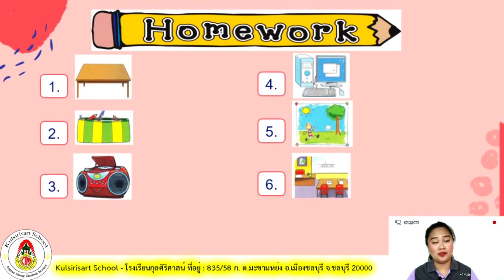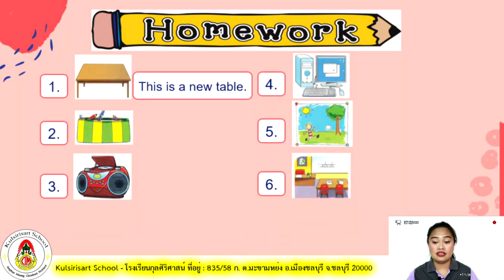Okay, I have here number 1 as an example. Look at the picture, identify the picture, and then write a sentence about it. For number 1, we have, this is a new table. So you're going to do the same format with number 1. You will write sentences from 2 to 6.